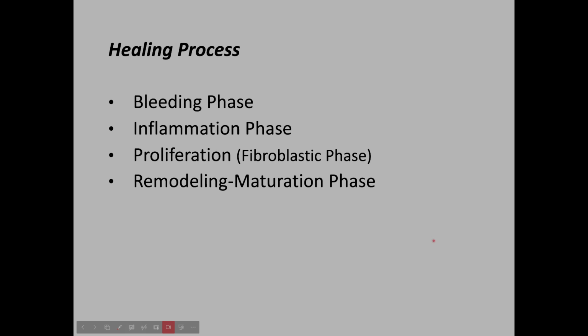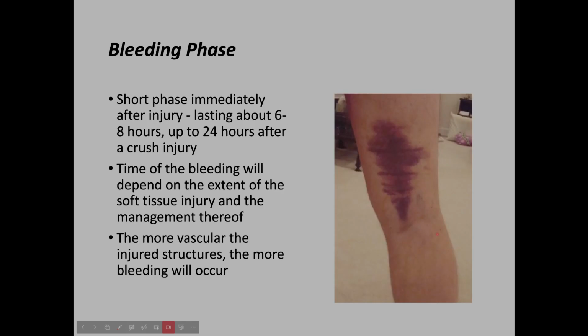Okay, so here are the healing process phases. The first one is the bleeding phase, then the inflammation phase, what we call proliferation or the fibroblastic phase, and finally the remodeling or maturation phase. So each one of these is going to have distinct characteristics important for your quiz and moving forward in your greater licensure exam, that you understand these phases very well.